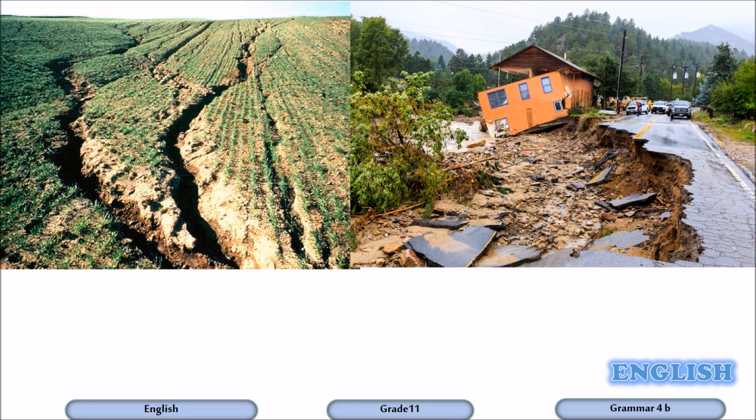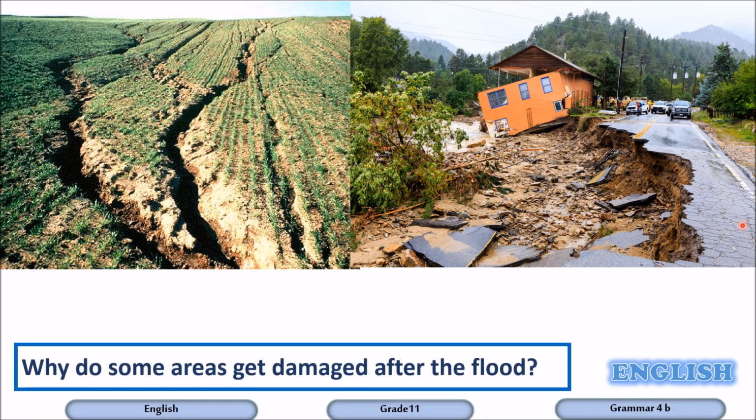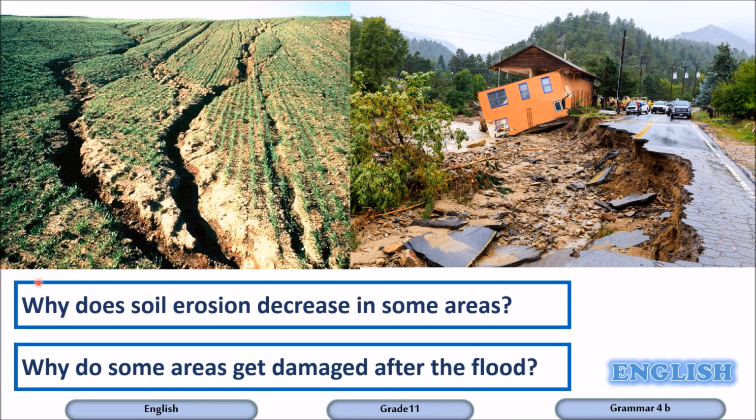Alright, I hope you watched the video and it was clear to you. Now let's try to answer the questions that were asked in the video. So, why do some areas get damaged after the flood, as you can see in this picture? And the second question, why does soil erosion, this is soil erosion, decrease or you can say get less in some areas? I hope you have thought of an appropriate answer. So we are going to find the reason or the cause because the question is why.